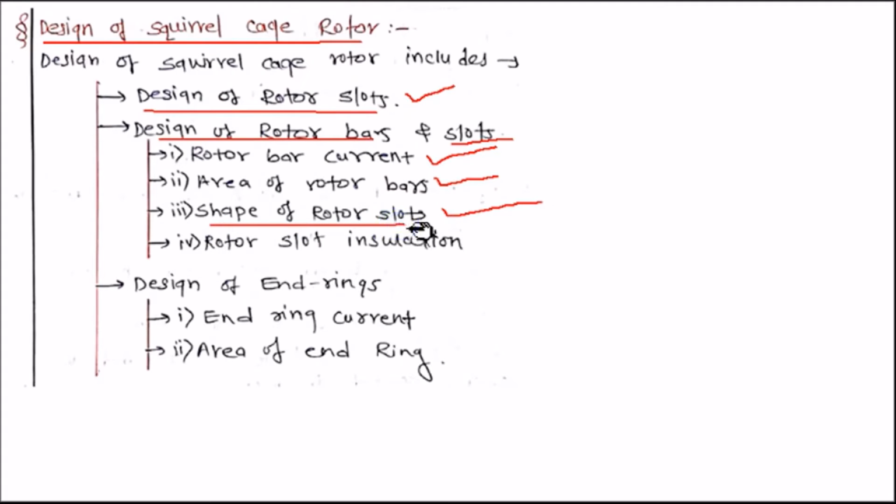As we have studied the shape of stator slots, there are two types of stator slot, which is open type and semi enclosed type. Here some different type of shapes are used. After that, fourth one is rotor slot insulation. Next, design of end rings. End ring, so in design of end ring, you have to first calculate the end ring current. After that, second one is nothing but your area of end ring.